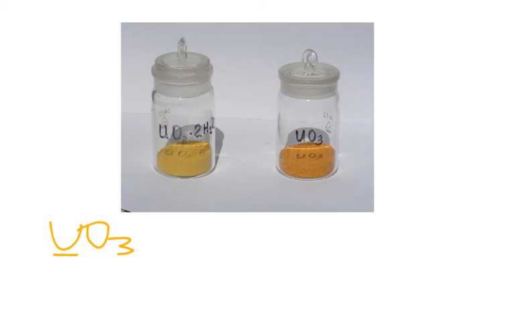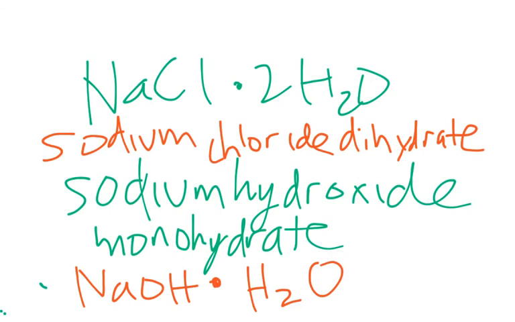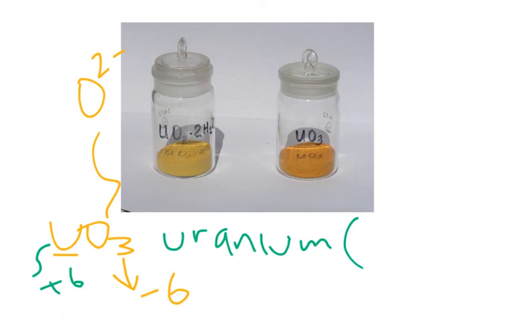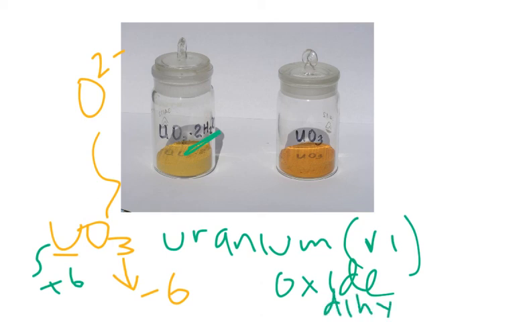So in this case, since oxide, or O2 minus, has a -2 charge, then the oxygens will produce a -6, and we need to balance that out. So uranium will have a +6 charge. So this salt will be called uranium 6, so 6 is VI, oxide. And if you want to add the 2 H2Os, then it would be called dihydrate.